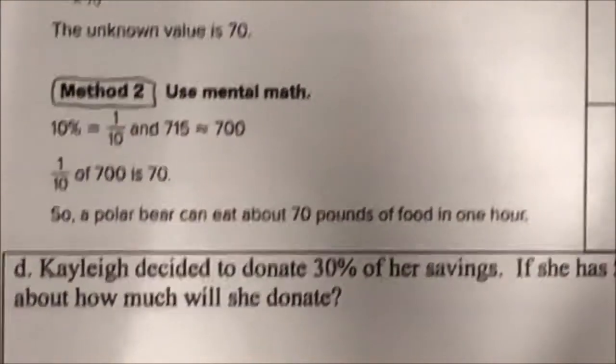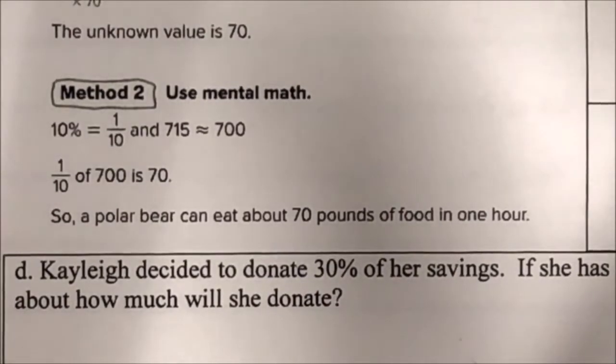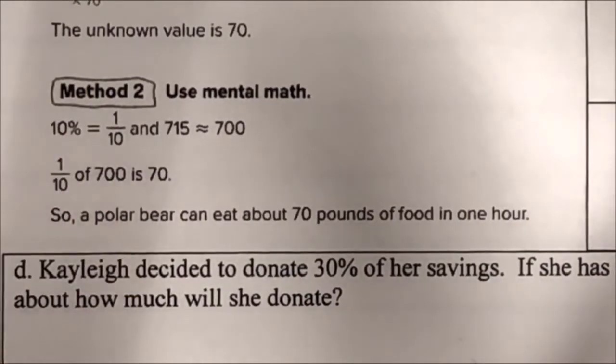Okay. The other way to do it is using mental math. Whichever way works for you is fine. 10% equals 1/10, and 715 is still around 700. 1/10 of 700 is about 70. So a polar bear can eat about 70 pounds of food in 1 hour. Either way, I get the same answer. So it's completely up to you whether you want to use method 1 or method 2.